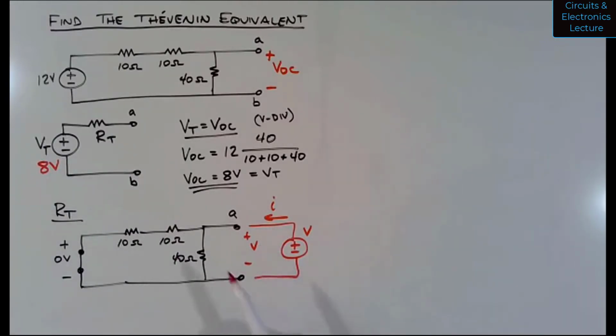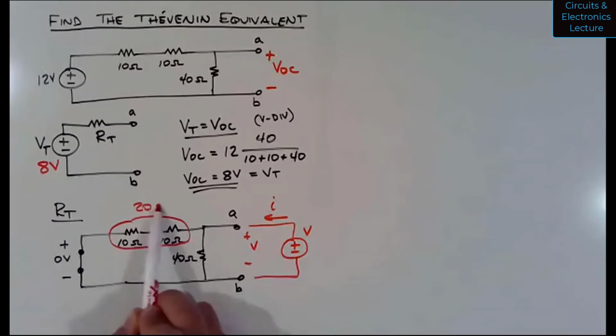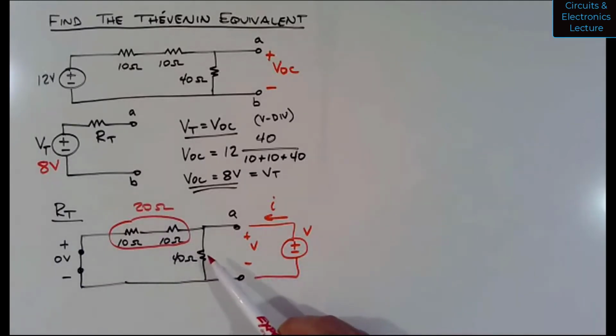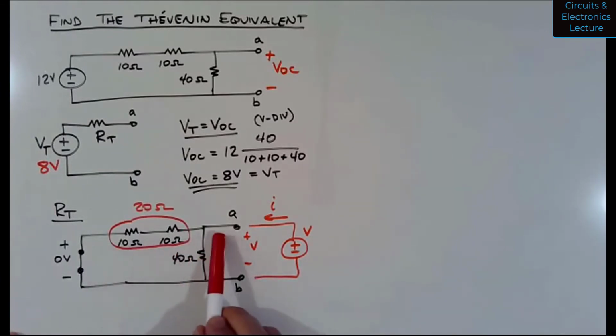I draw this because I want to point out that the 10 ohm and the 10 ohm resistor are in series. I can combine these together, right? And this is 20 ohms. And then the 20 ohm resistor equivalently connects between the same two nodes as the 40 ohm resistor, right? So this 20 ohm resistor and the 40 ohm resistor are in parallel. They connect to the same two nodes.